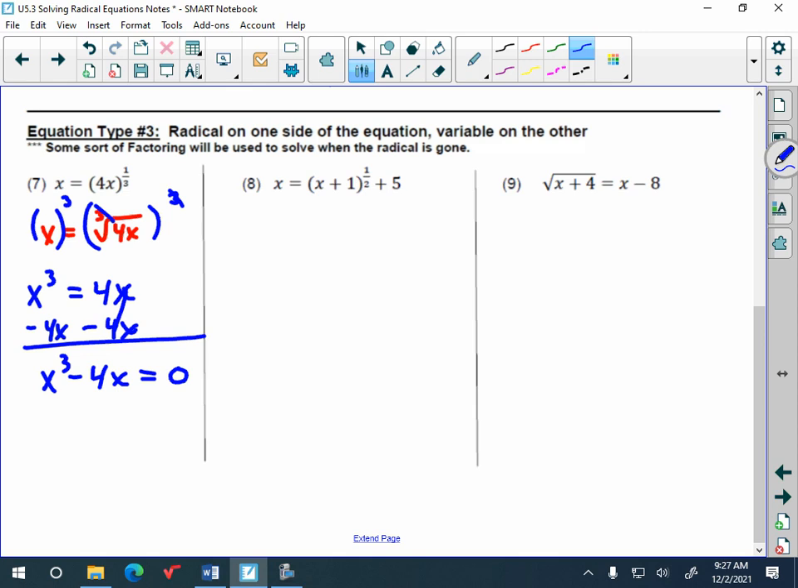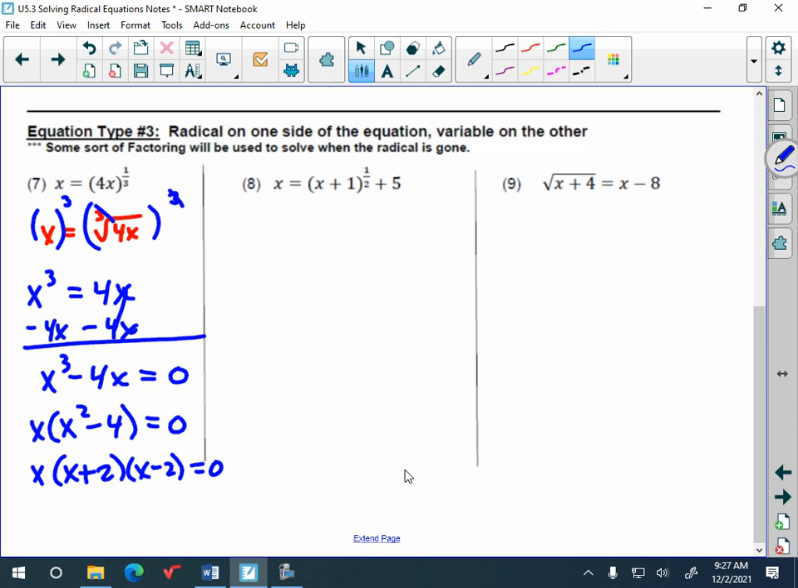Now I can factor it. So now we've got to remember all the different methods of factoring. First step, GCF. There is a GCF, we'll pull the x out. We're left with x squared minus 4. Now, x squared minus 4 can factor further. Good, it's a difference of squares, so it'll factor into x plus 2, x minus 2. Now it's factored all the way.